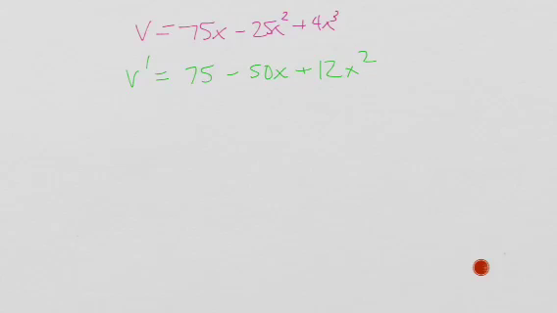We know our volume equals 75x minus 25x squared plus 4x cubed. Well, v prime, 75 minus 50x plus 12x squared. If we want to pause. Alright, this should be 2x cubed. I miswrote it. So it is 6x squared for our v prime. Set that guy equal to 0.